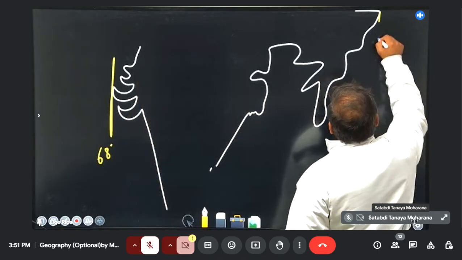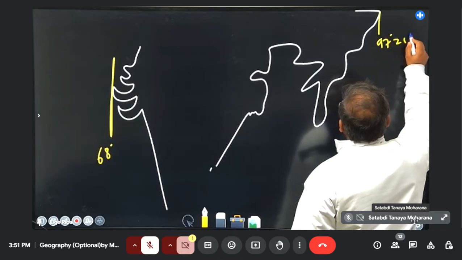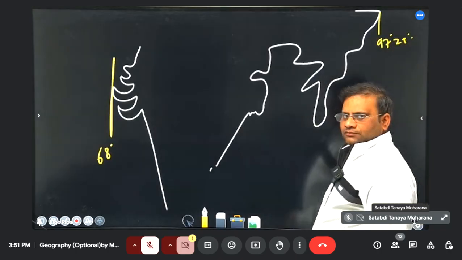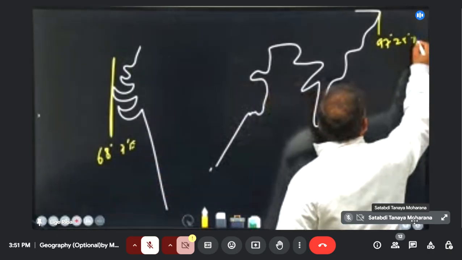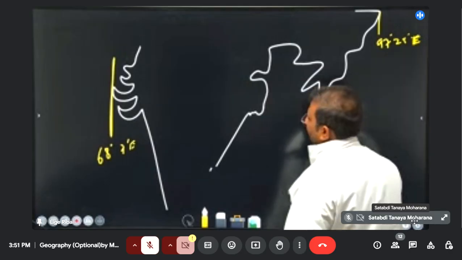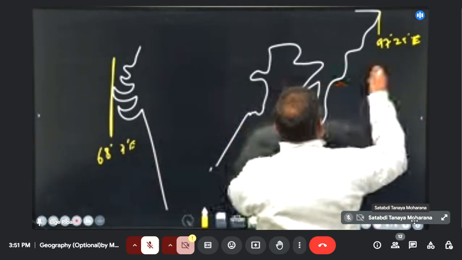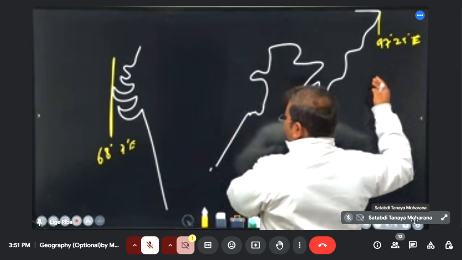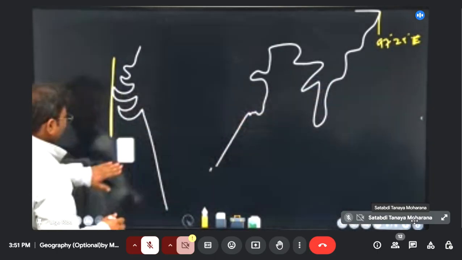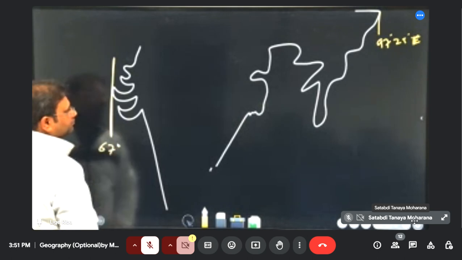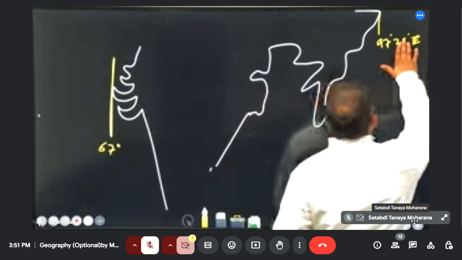This one is 97 degree 25 minute, so 68 degree 7 minute east. 97 degree 25 minute east. So 7 subtract from here, right? Somewhat subtract from here. So let's round off the figure, make it 67 degree. Make it 97 degree.